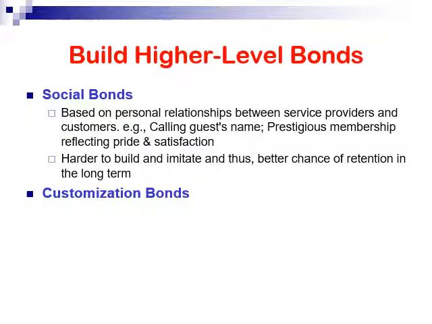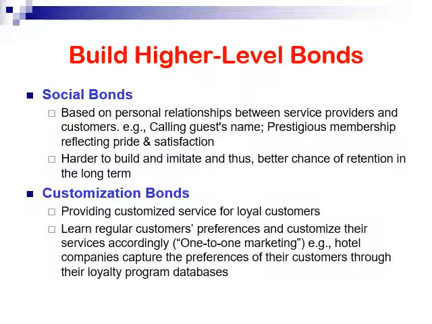Second, customization bonds. We're talking about higher level bonds, right? You provide customized service for your loyal customers. You know your loyal customers, their preference, their expectation. So based on that, you customize service for your customers. You have to learn customers' preference based on customer database, right? And then customize their service accordingly. In our business, we call it one-to-one marketing.